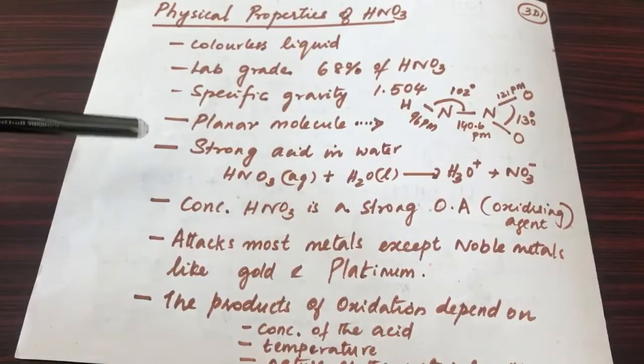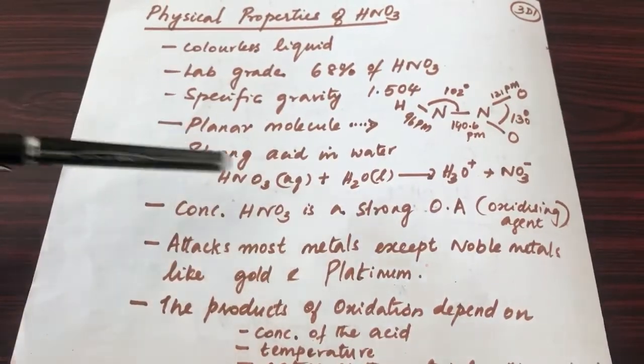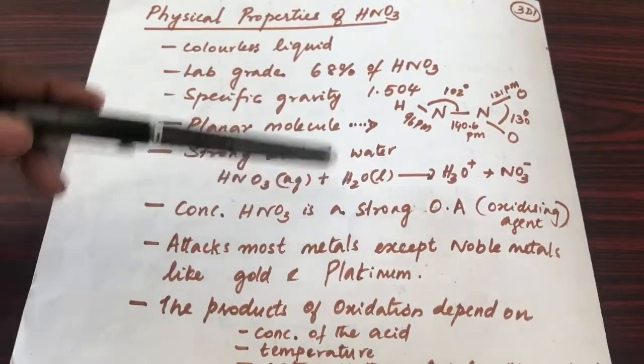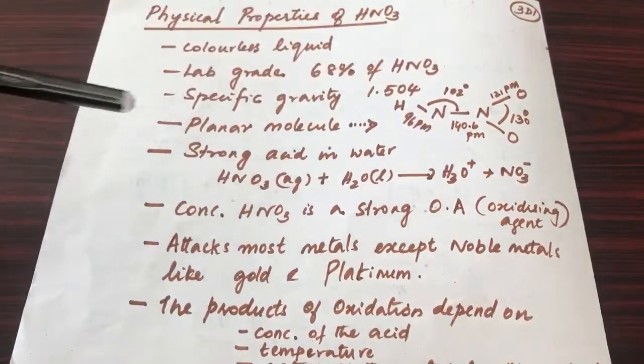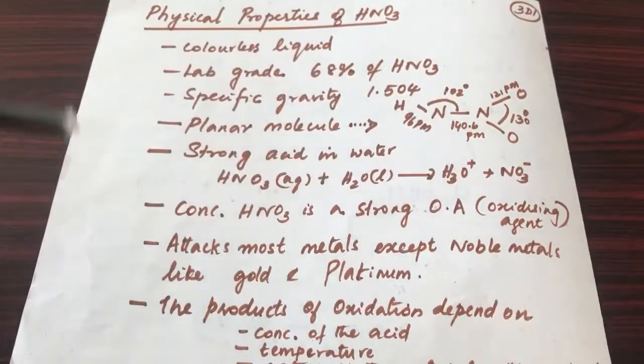It is a strong acid in water. How does it behave as an acid? When HNO3 is put in water, it forms H3O plus ions and NO3 minus. So hydronium ions are produced in large amounts.